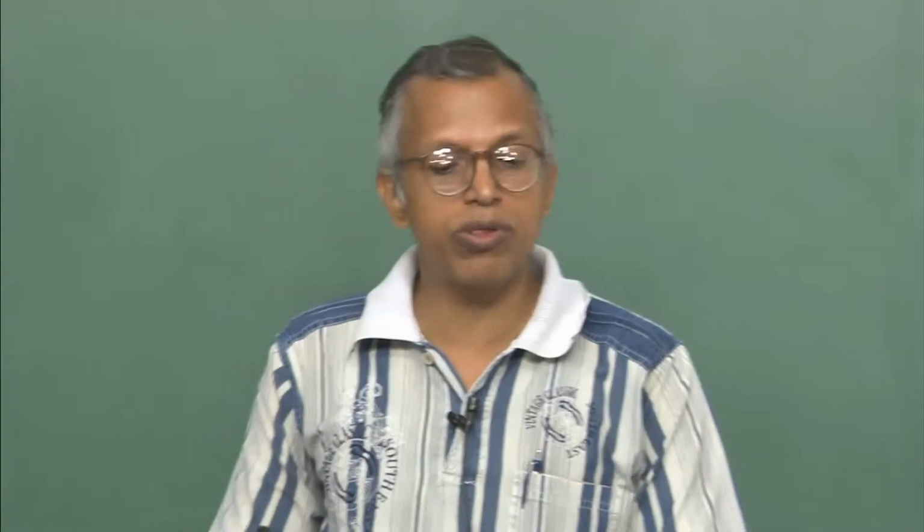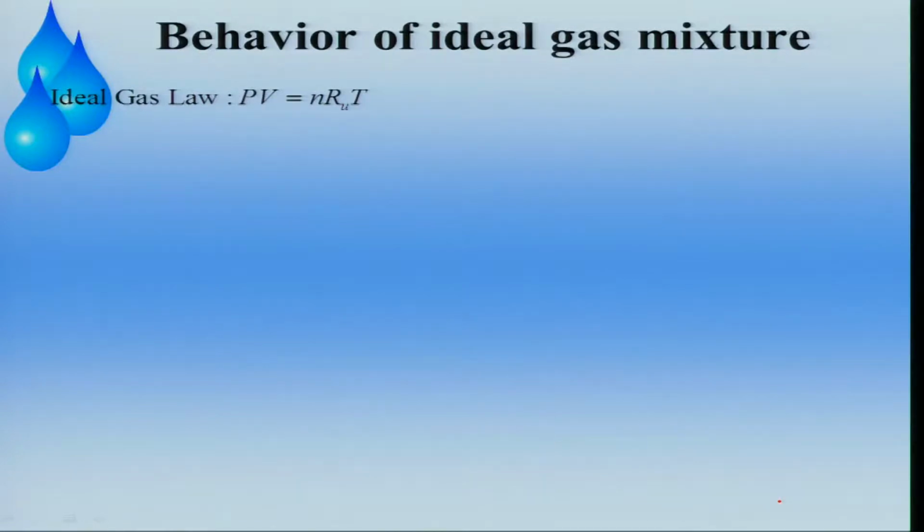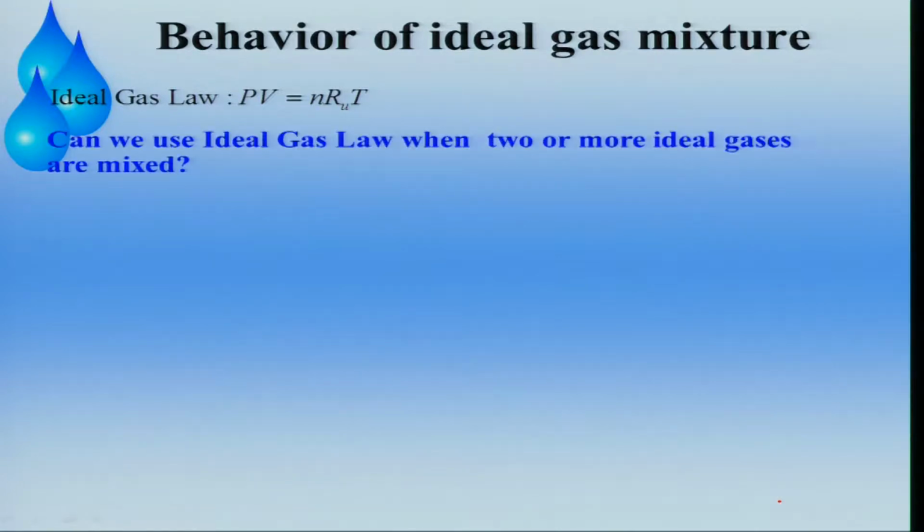So, for an ideal gas we know Pv equals N R_U T, where R_U is the universal gas constant. Can you use the ideal gas law when two or more ideal gases are mixed? This is a very important question, because if the mixture has carbon monoxide, nitrogen, and carbon dioxide, each individual gas may be ideal, but can I consider the total mixture as an ideal gas? That is important.